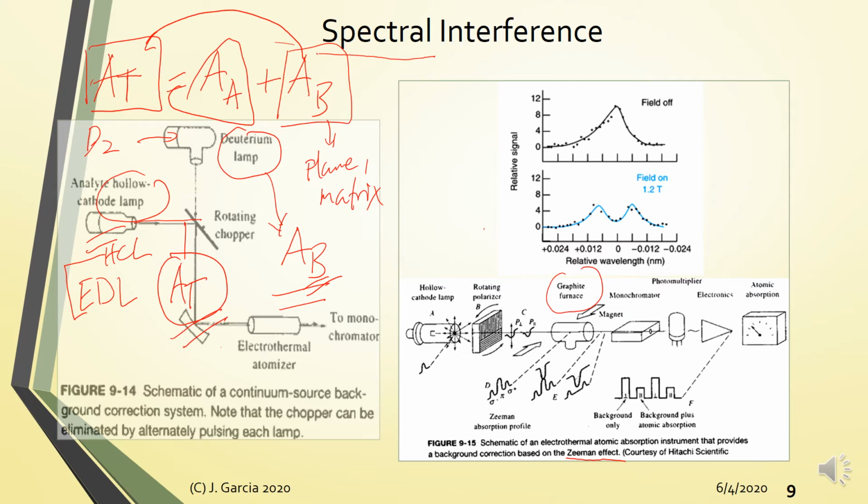So it is in pulse mode. Now, when the magnetic field is off, what your detector is measuring is the total absorbance. Whereas when the magnetic field is on, what your system is measuring is just the background absorbance. Again, subtracting the two, you will get the absorbance for the analyte only. So this is what we call the Zeeman technique, or Zeeman effect, for removing spectral interferences. If you're interested in knowing more about this, you can read it up in your textbooks.